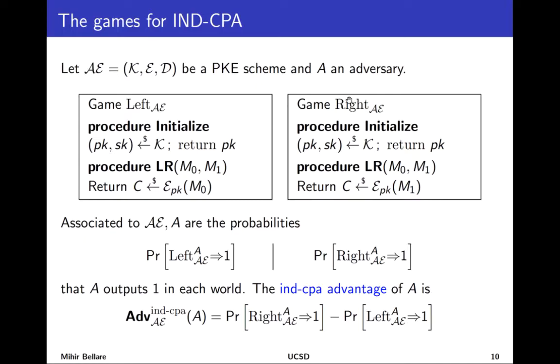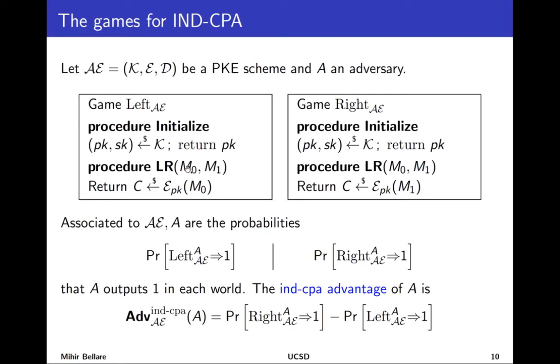The right game has exactly the same initialized procedure. This procedure is executed once, and now these keys are fixed, at least internally, to the game. The exported procedure is again called left or right. The adversary can call this as often as it wants. The arguments it must provide are a pair of messages, not one message but two, and they're required to be of the same length.